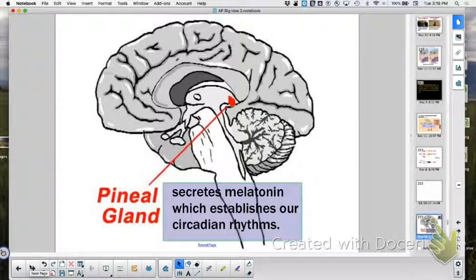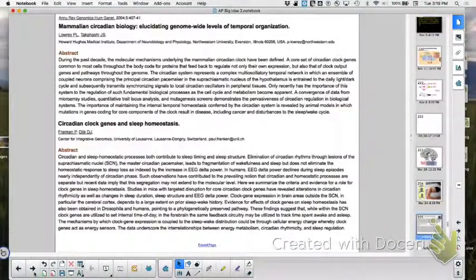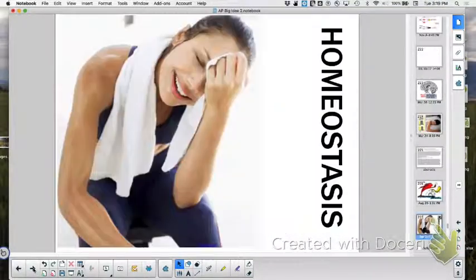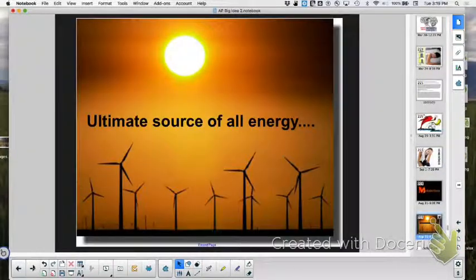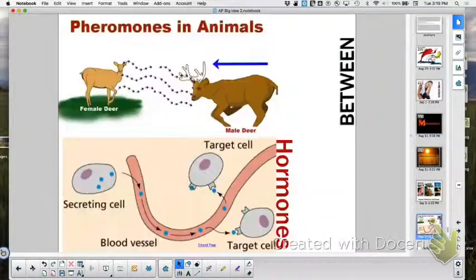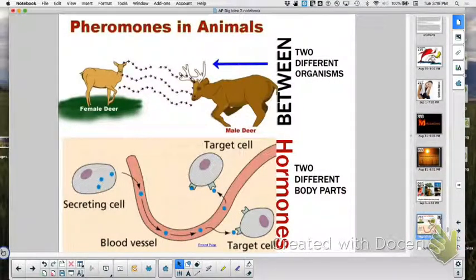Pineal gland. Do you remember melatonin? That's responding to your environment as well. Melatonin level does what when you sleep? Rises. And then light will make it fall. Good. Behavior, homeostasis, metabolism. I think the ultimate source of all energy is the sun. Do you know the difference between hormones and pheromones? Pheromones are at a distance between two individuals, and hormones are at a distance between two different body parts. Good job.